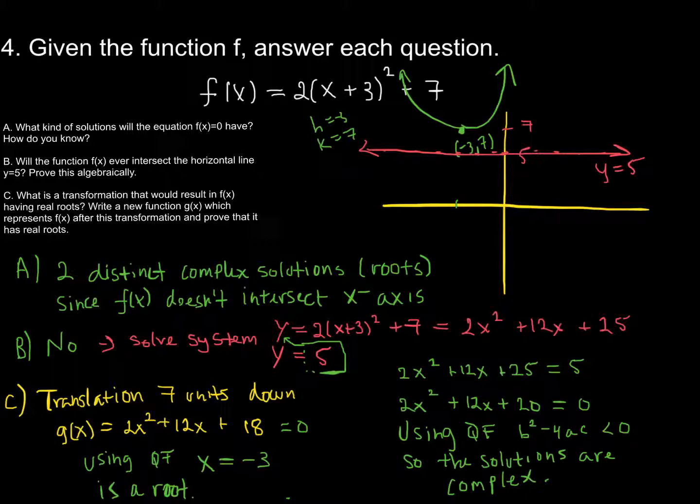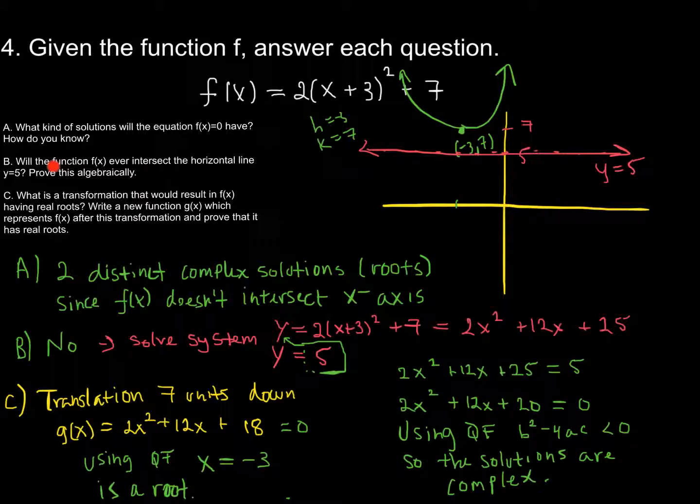complex roots, since f of x doesn't intersect the x-axis, right? So we set f of x equal to 0 for finding the roots, and so this will have only complex solutions since it has complex roots. Will the function ever intersect the horizontal line y equals 5? So I can draw the line y equals 5, and clearly I can see no, it's not going to intersect.